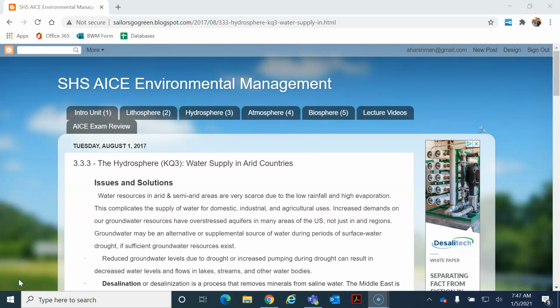Okay, so here we go again. We've got 3.3.3, which is the hydrosphere water supply in arid countries. This is a little bit of stuff again that we have already kind of touched on in the case study projects. However, it is a major part of the A syllabus, so I do want to go over a few things when it comes to how we get water in arid countries.